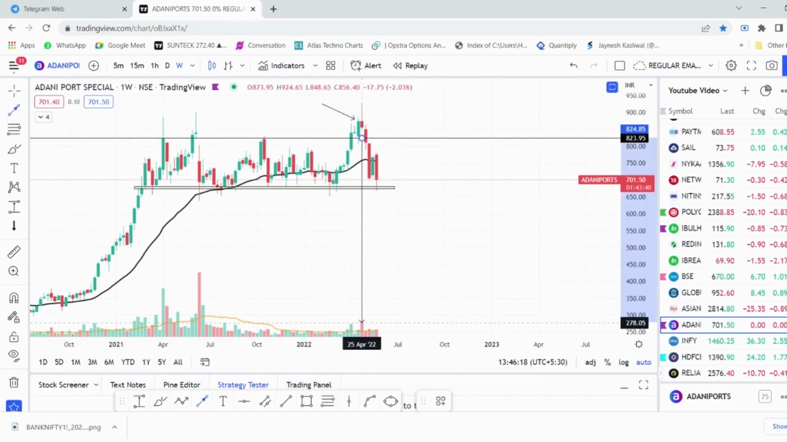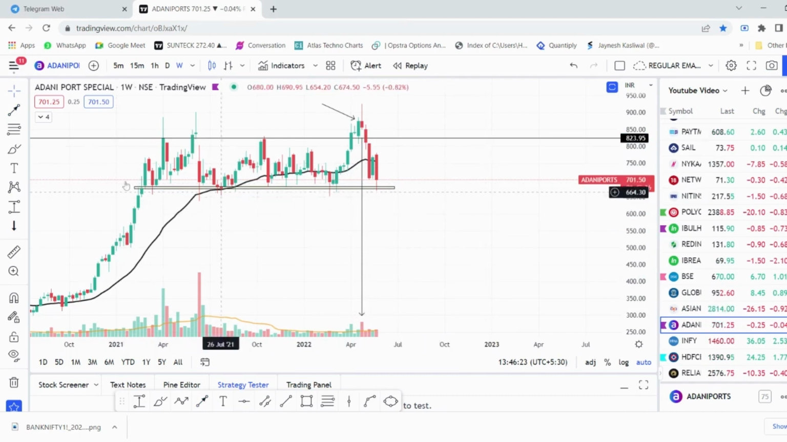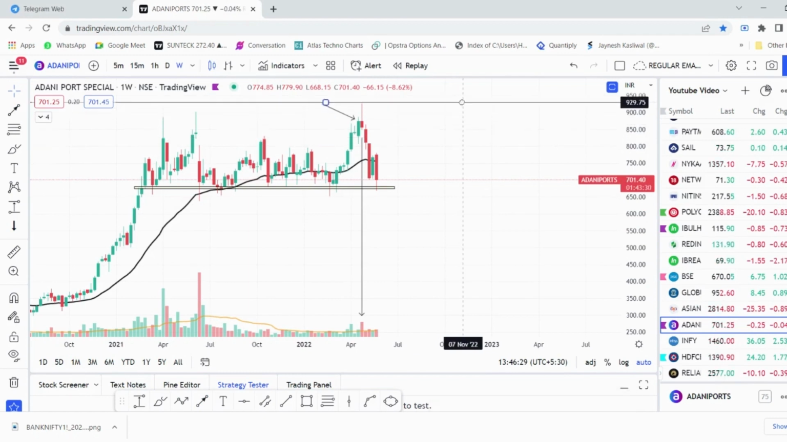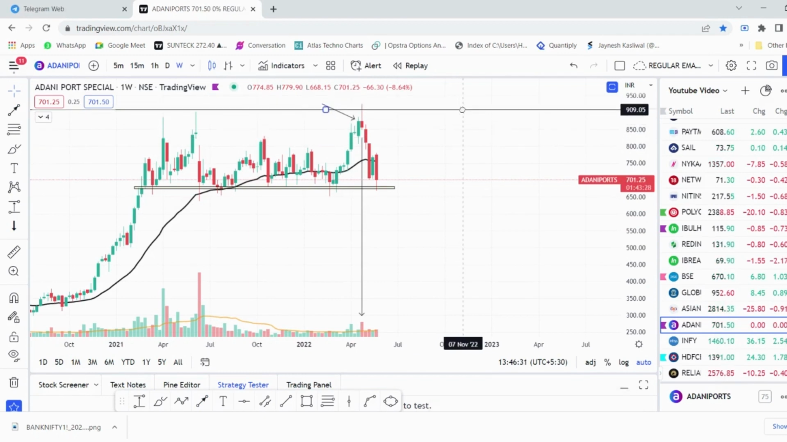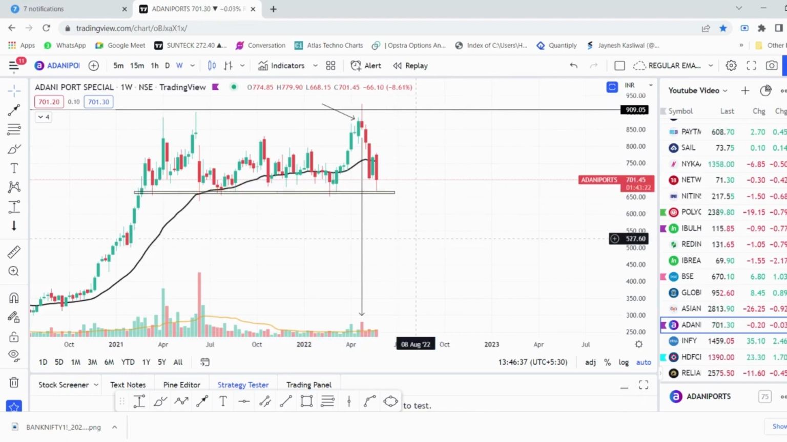So let us now mark the volumes also, and currently the stock looks sideways to me as long as the trend does not break on either side. On the upper levels, what you should be marking is that the range has now shifted to 900 rupees, and the lower range is at around 650. What you can mark is around the 650 to 660 level.